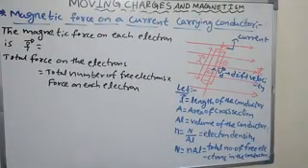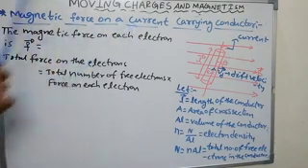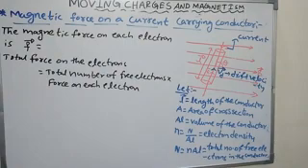Okay, my dear students, up to part 6, we understood the force experienced by a charged particle in a uniform magnetic field. Today, we are going to understand the magnetic force on a current carrying conductor.